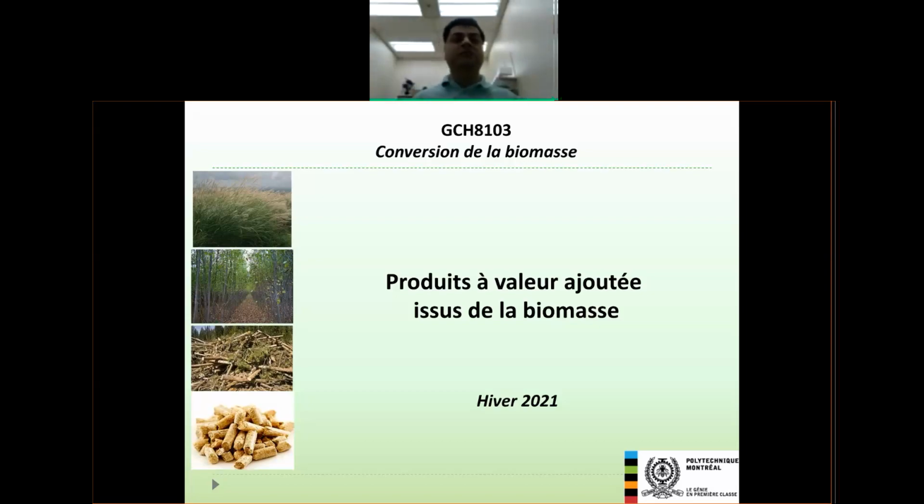We have been talking about biomass being a renewable energy resource. We can produce biofuel. We can produce bio-based materials. Let's elaborate a bit more and have some more insights into materials that we can produce with more value added properties. That's why today we are going to talk about value added products from biomass, or produits à valeur ajoutée issus de la biomasse.